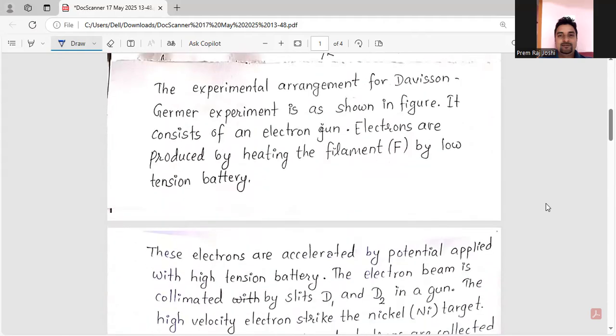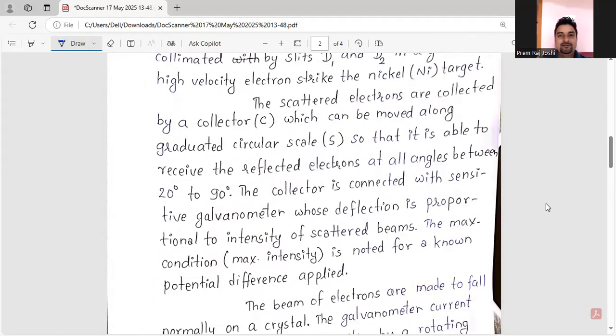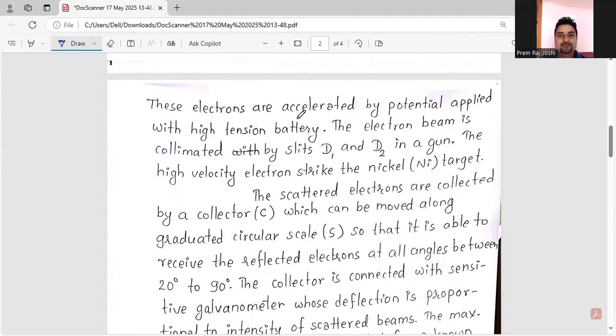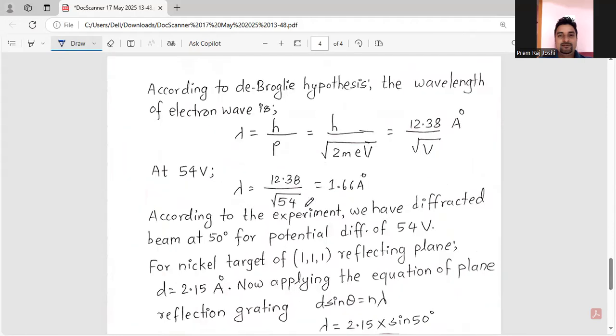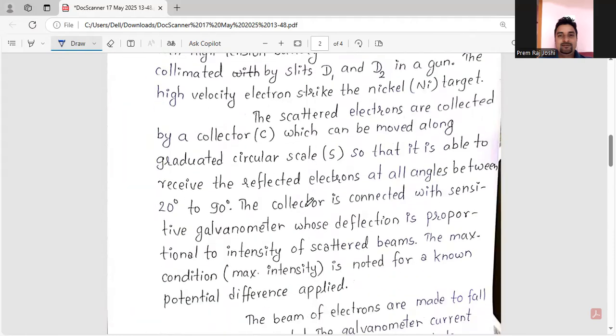The electrons are produced by heating the filament by the low tension battery. I have already told about that. These electrons are accelerated by the potential applied with the high tension battery. The electron beam is collimated with the slits D1 and D2 in the gun. The high velocity electrons strike the nickel target. I already told that. The scattered electrons are collected by the collector, which can be moved along the graduated circular scale so that it is able to receive the reflected electrons, because all the scattered electrons it will collect.